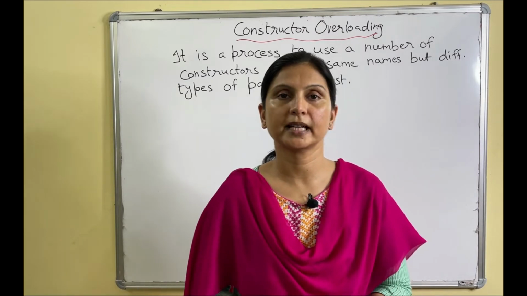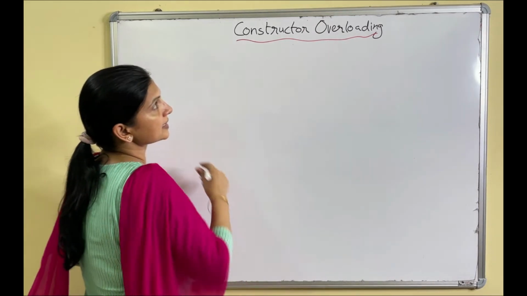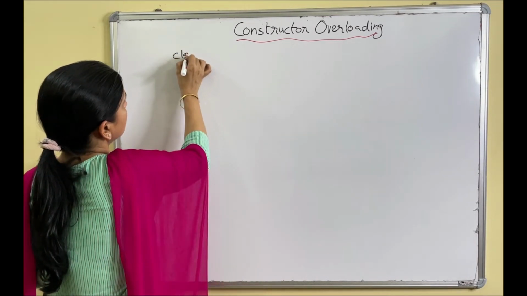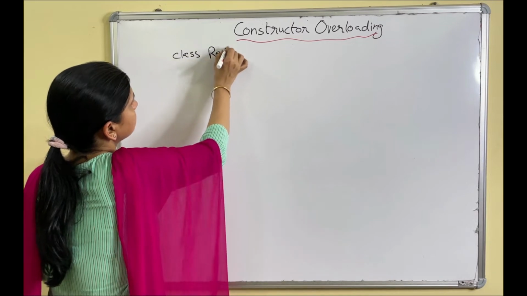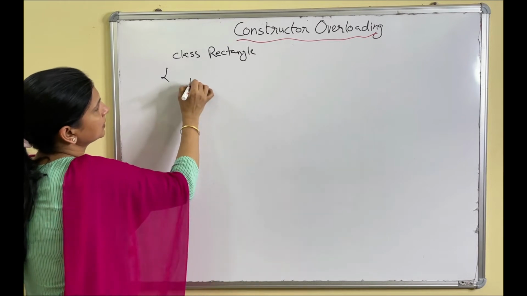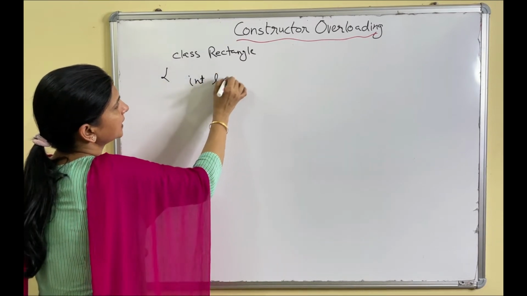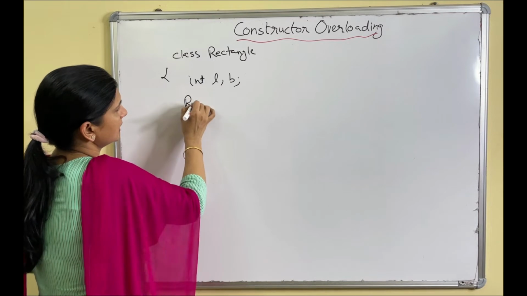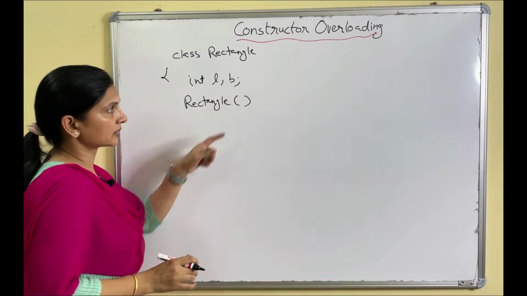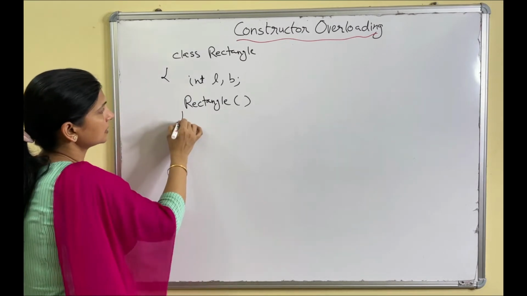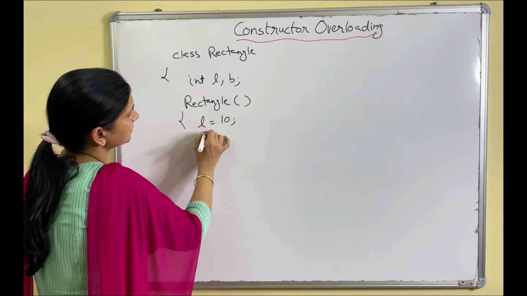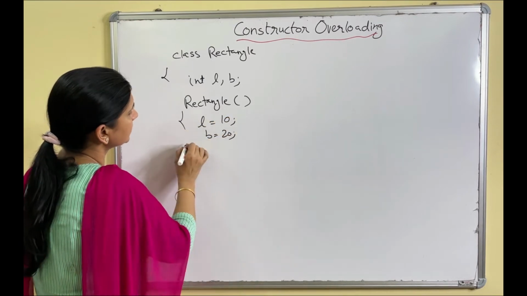So let's see one example quickly. Let's understand constructor overloading with the help of one program. I am taking the class Rectangle, then I am declaring two instance variables, int L and B, then the Rectangle constructor. Which type of constructor is it? Non-parameterized constructor. So we have declared L as 10, B as 20.